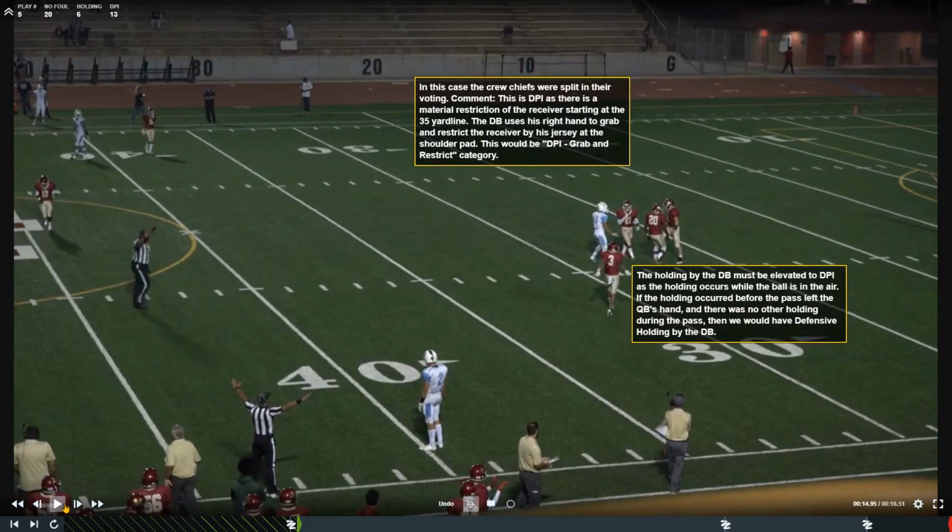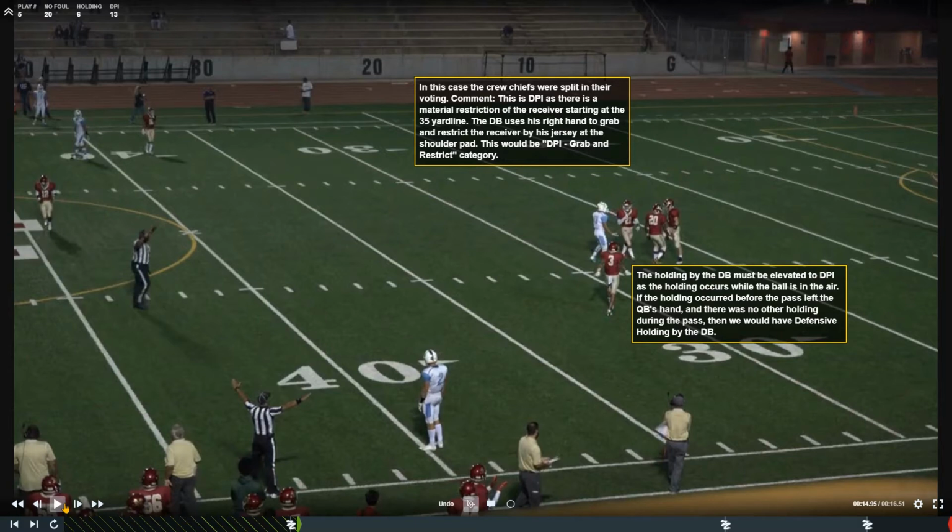And these are some of the comments from the crew chiefs who thought it was DPI. This is DPI as there is a material restriction of the receiver starting at 35-yard line. It's exactly what I said. DB uses his right hand to grab and restrict the receiver by his jersey and shoulder pad. Okay, this is a grab and restrict. Remember our categories?